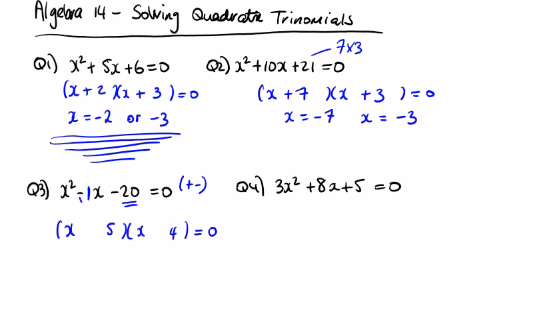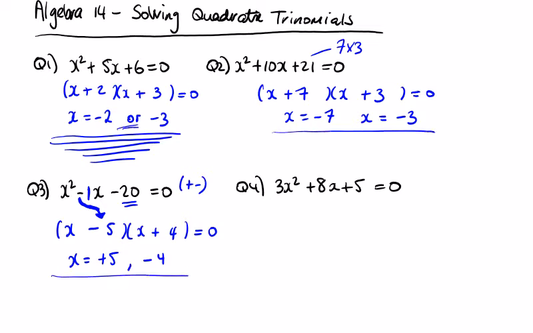And as I said to you in the previous lesson, the number in the middle, the biggest number, gets that sign, minus 5 plus 4. So minus 5 plus 4 is minus 1. So x is actually equal to plus 5 and minus 4. So you can see I've written them twice, and I've put a comma. All perfectly acceptable methods.